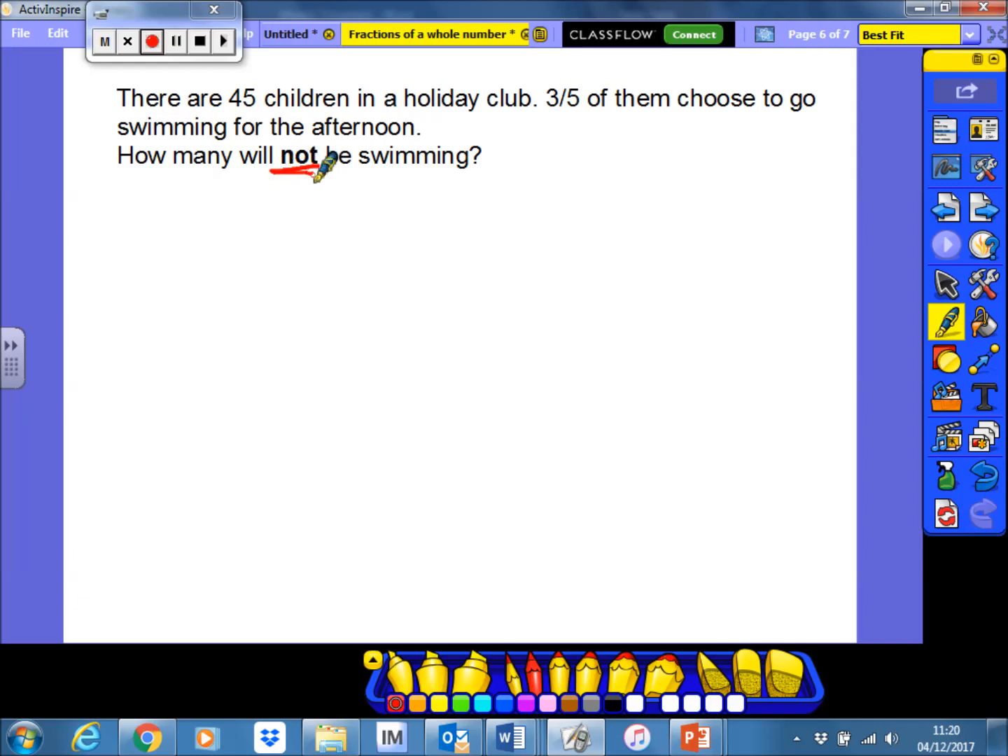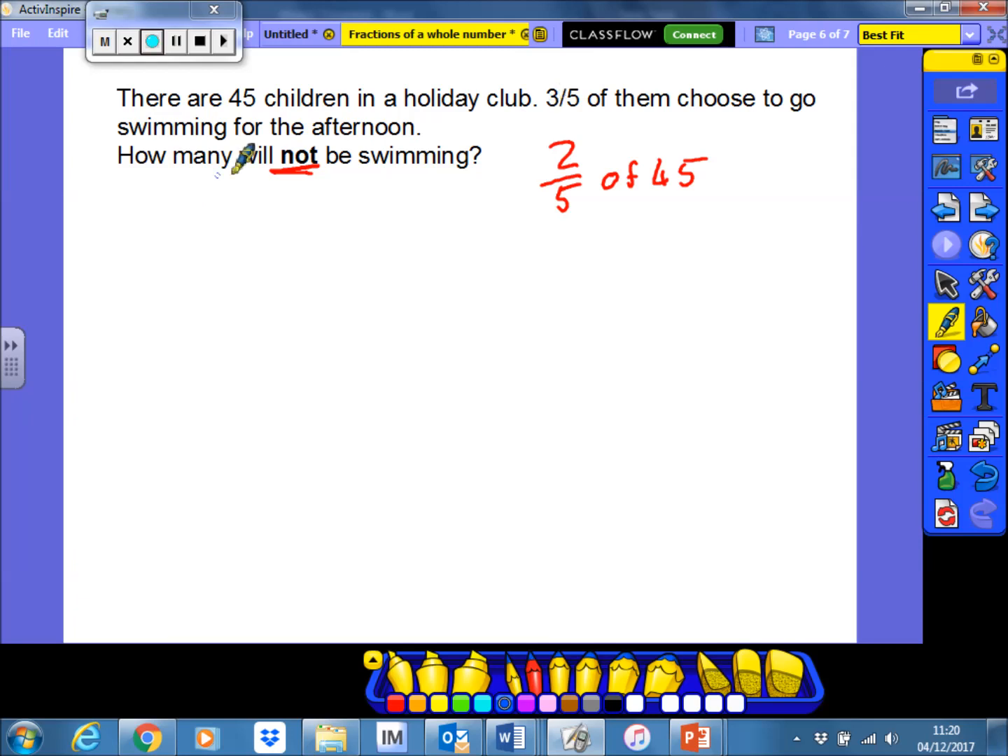So there's a couple of ways of approaching this one. We could reason that if 3/5 of them are going swimming, then 2/5 of them aren't going swimming. So I could just work out what 2/5 of 45 is, and that would tell me how many are not going swimming. So that's one way of doing it, working out 2/5 of 45. The other way of doing it, and the way that I am going to approach it in this case, is to work out 3/5 of 45, which will be how many children are going swimming, and then take that away from the 45 children to see how many are going to be left. So that's the way I'll do it to start with.